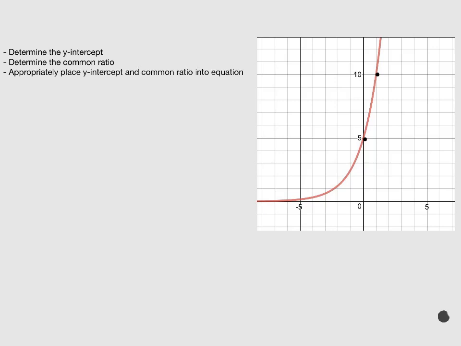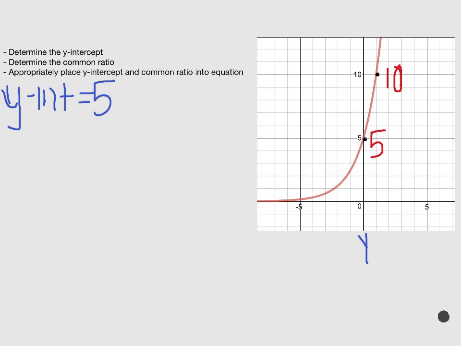My success criteria are still there. Remember, in order to find my y-intercept, we look on my y-axis, and that dot is at 5. So my y-intercept is 5. Now we need to determine the common ratio. When we come in from the left, the first number that I hit, or the first dot, is at 5. Then the second dot is at 10.